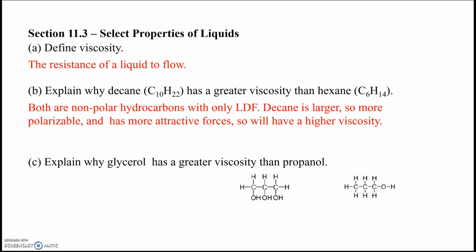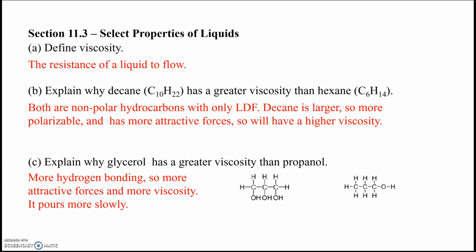And then question C asks us to explain why glycerol has a greater viscosity than propanol. The answer to that is glycerol has got three alcohol groups, or three hydroxyl groups, which allows three opportunities for hydrogen bonding, therefore more attractive forces, therefore more viscosity, and therefore it pours more slowly.